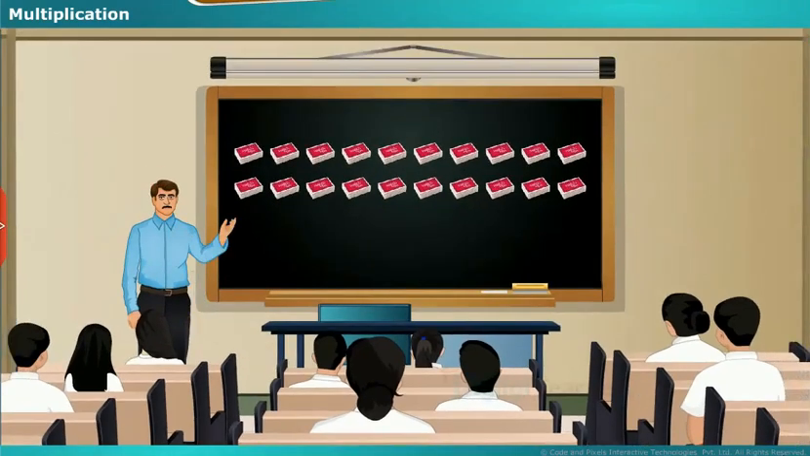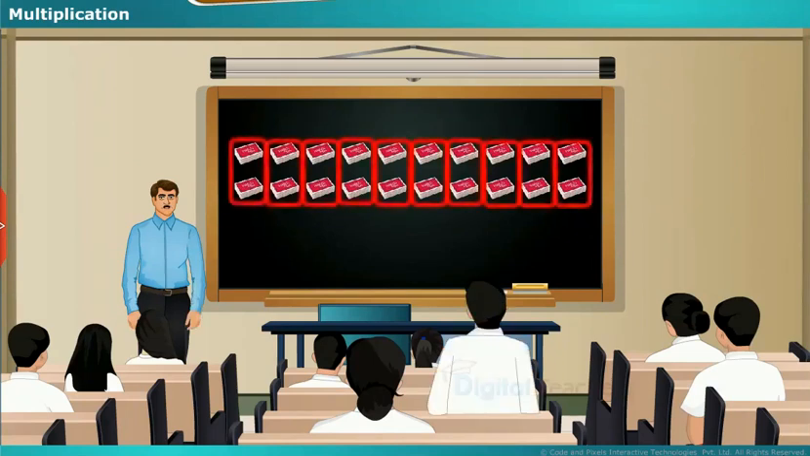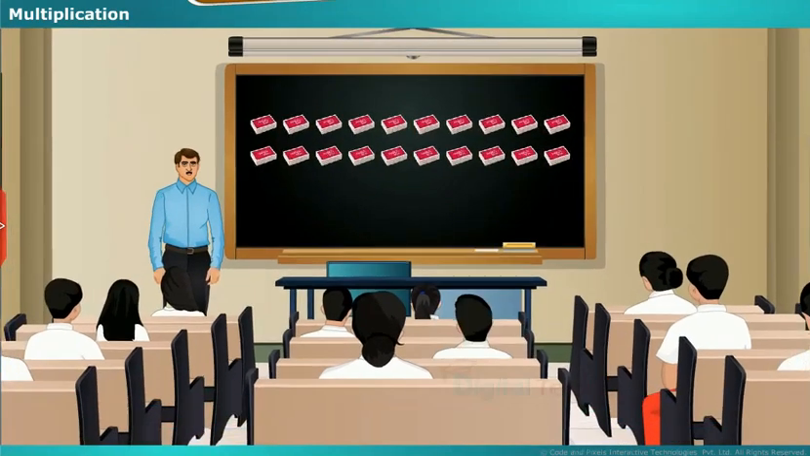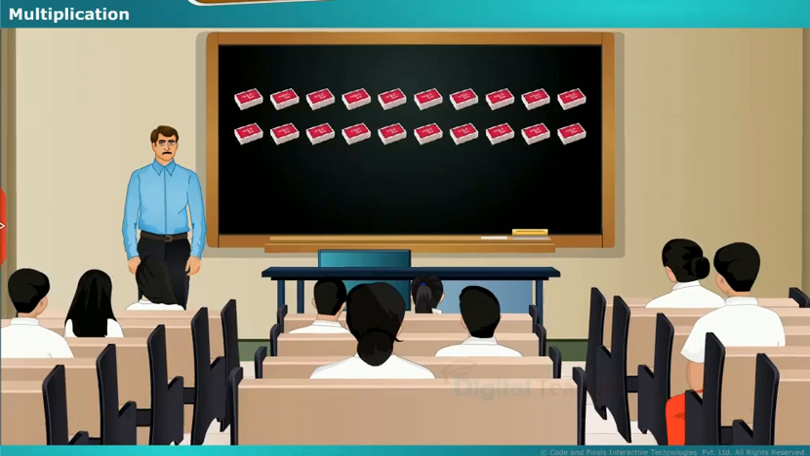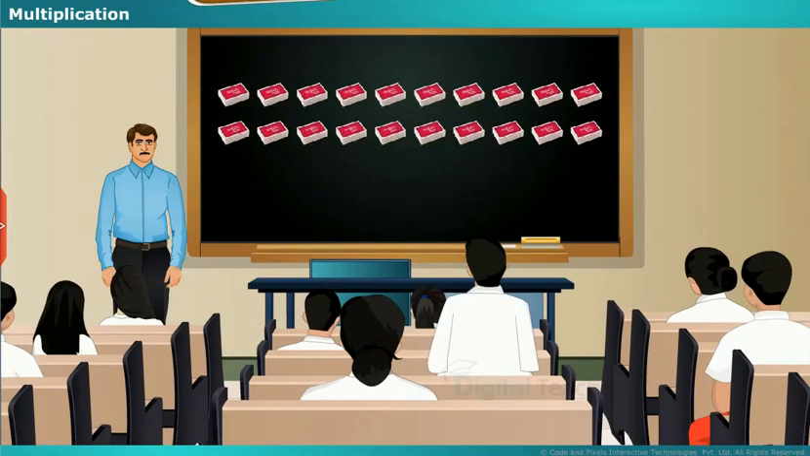Raju, how many match boxes can you see, breadthwise? 10 columns. Raju, how many match boxes can you see in each column? What is their total number? There are 2 match boxes in each column. Their total is 2 plus 2 plus 2 plus 2 plus 2 plus 2 plus 2 plus 2 plus 2 plus 2 is equal to 20.